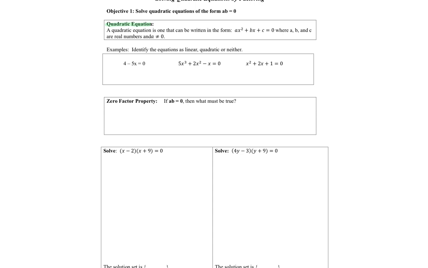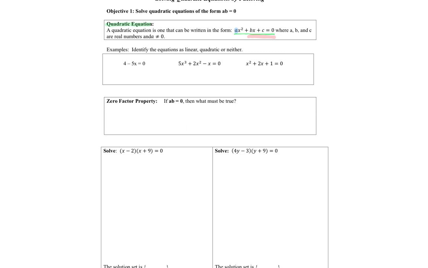And in fact, our definition is a quadratic equation is one that can be written in the form ax squared plus bx plus c equals 0, where a, b, and c are real numbers and a doesn't equal 0. The reason why a can't be 0 is if a is 0, then we only are looking at bx plus c equals 0, which would be a linear equation. A linear equation is one that has the highest power of x being 1. So, quadratic, ax squared plus bx plus c, and we could set that equation equal to 0.